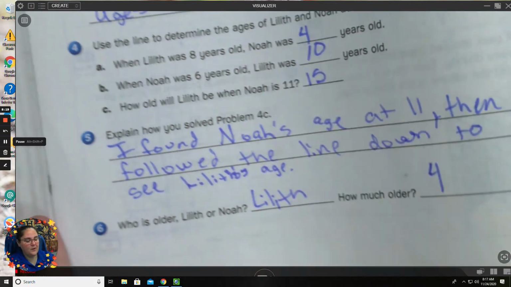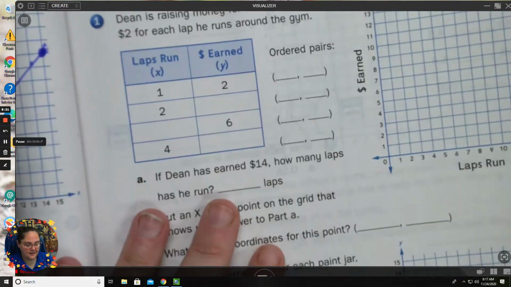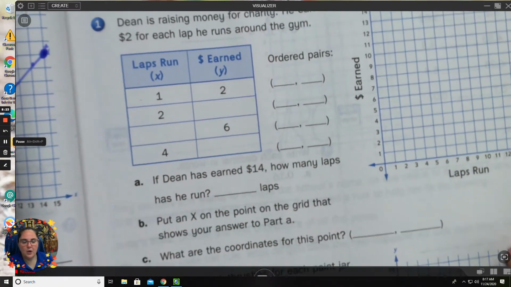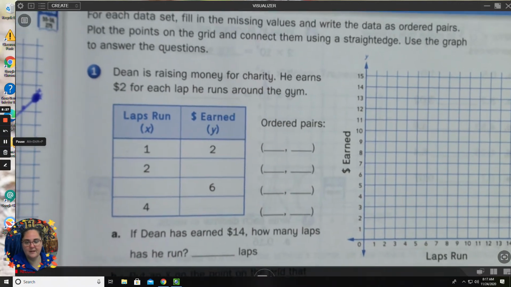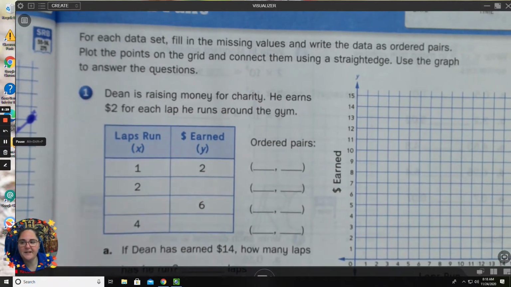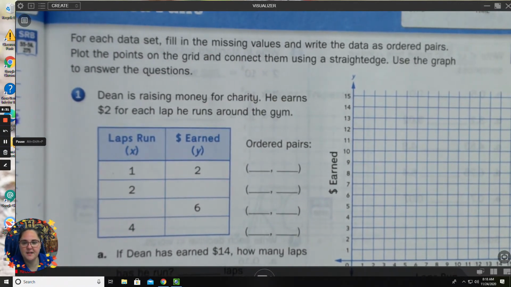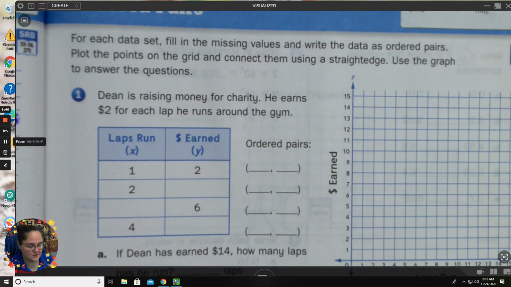So now you're going to work on the next page a little bit together and a little bit on your own. We're going to do the same idea and the same method when doing this one. For each data set, you're going to fill in the missing values and then write the data as ordered pairs. Plot the points on the grid and then connect them using a straight edge. Use the graph to answer questions. So here we go.